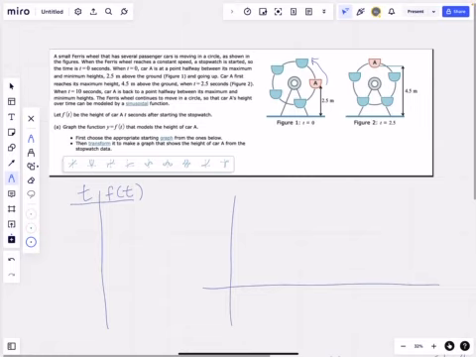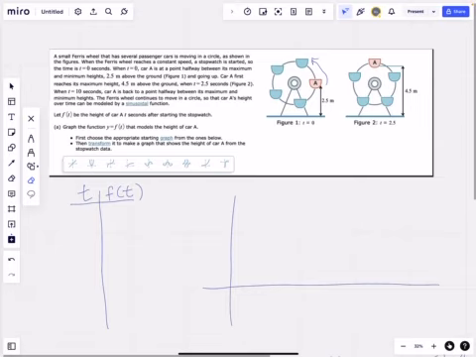Car A first reaches its maximum height 4.5 meters above the ground when t is equal to 2.5 seconds. When t equals 10 seconds, car A is back to the halfway point between its maximum and minimum heights. The Ferris wheel continues to move in a circle so that the car's height over time can be modeled by a sinusoidal function.